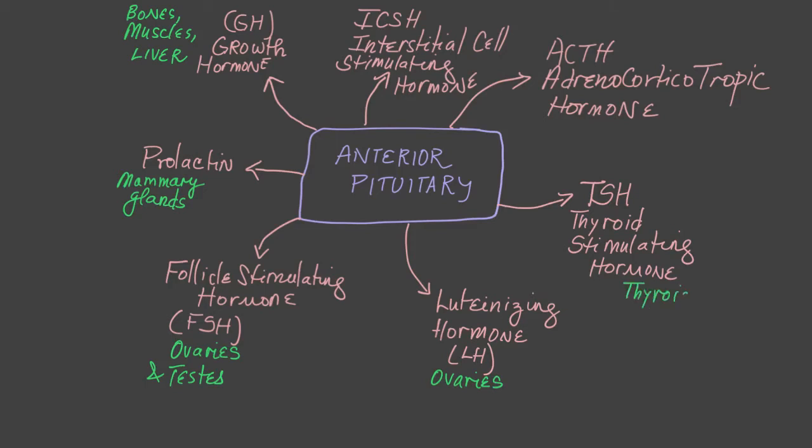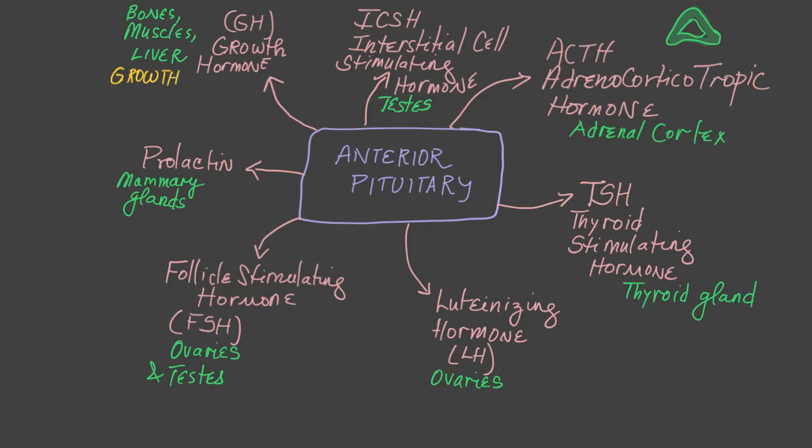LH also acts on the ovaries. The TSH acts on the thyroid gland, and the adrenocorticotropic hormone acts on the adrenal cortex. There's the adrenal gland, and the outer part of the adrenal gland is called the adrenal cortex. The ICSH acts on the testes.